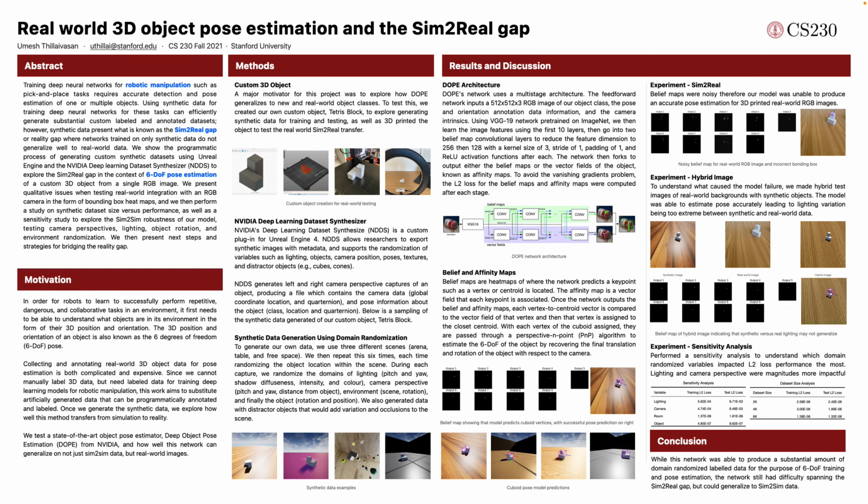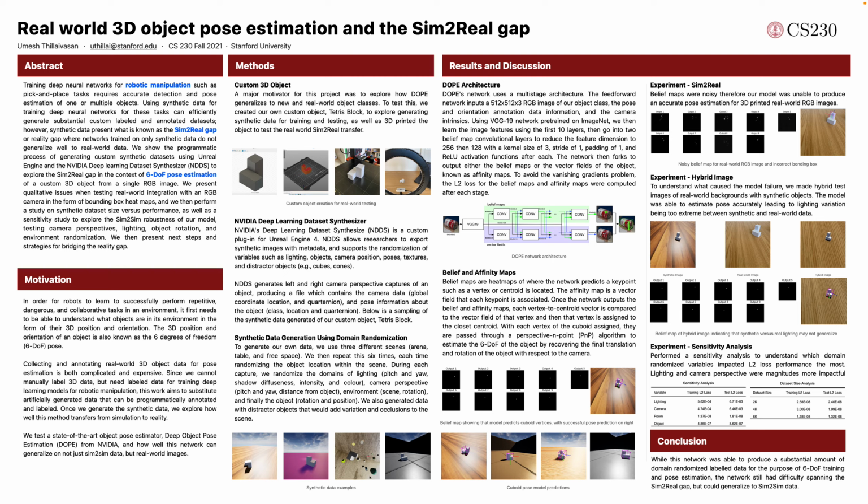Hello, I'm Amesh Thilavasan, and today I'll be presenting my work on exploring real-world 3D object pose estimation and the Sim2Real gap. In order for robots to learn to perform repetitive, dangerous, and collaborative tasks, such as pick and place in an environment, it first needs to be able to understand what objects are in its environment in the form of their 3D position and orientation.